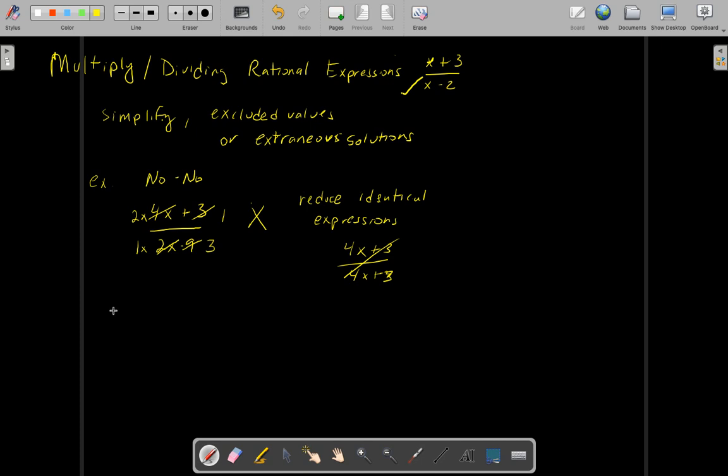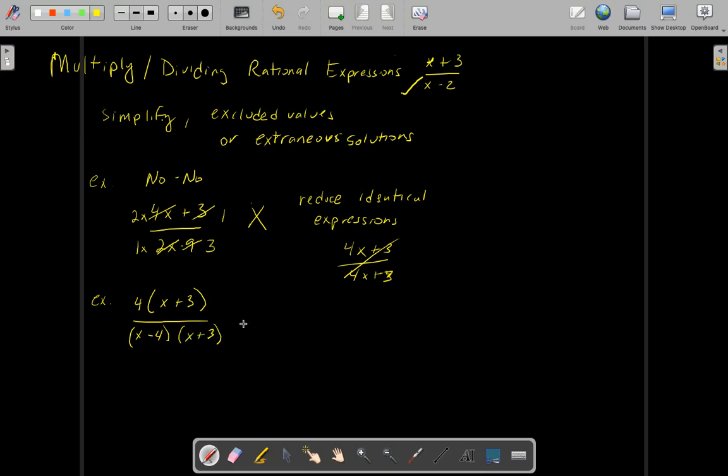Okay. Now the first problem I'd show you, I'll do it right here. The first problem I would show is more of a simpler problem, but it gives the idea of how excluded values work. Okay. So basically, if you have 4 times x plus 3 over x minus 4 times x plus 3.